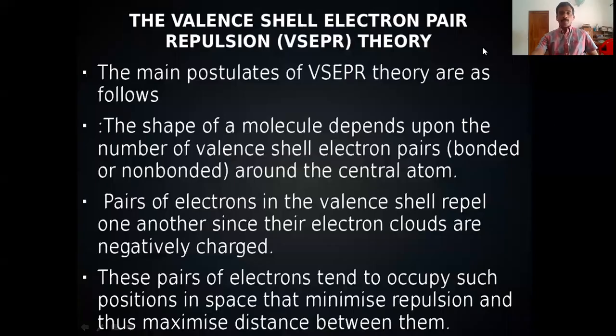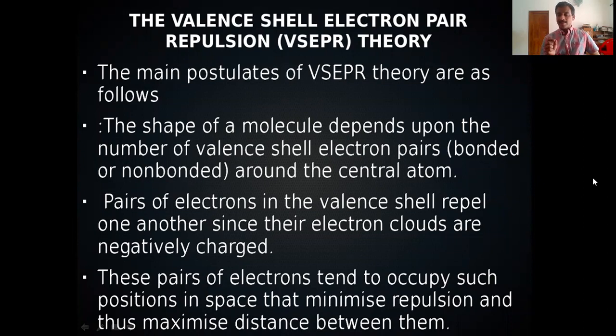Today our topic is valence shell electron pair repulsion theory. It is a theory to explain the bonding. The important point in valence shell electron pair repulsion theory, when we consider the formation of a molecule, if it has more than two atoms, there will be a central atom.